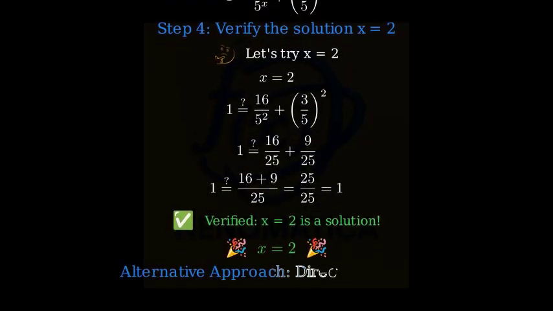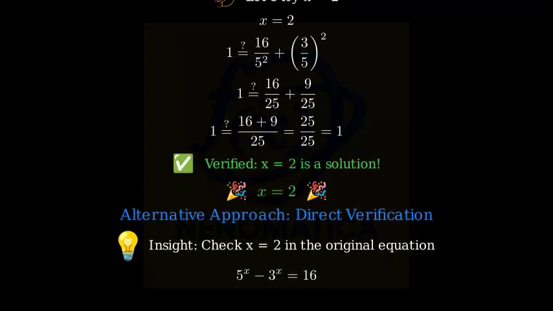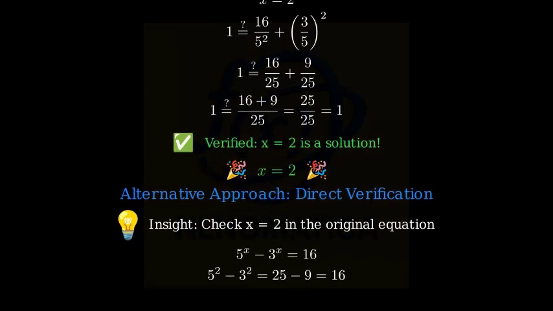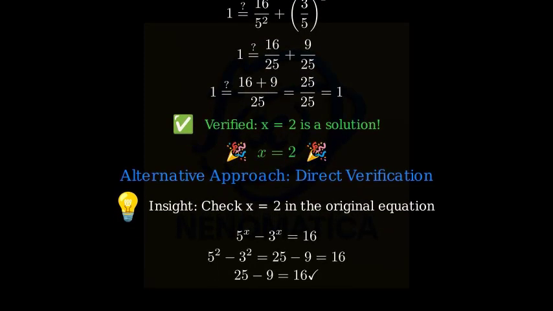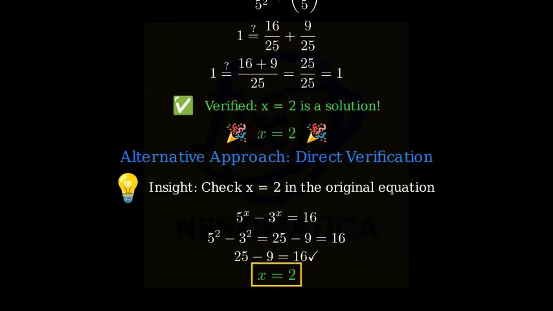Let me also show you how we could have solved this by working backwards. If we start with the equation 5 to the x minus 3 to the x equals 16, and we suspect that x equals 2 might be a solution, we can check directly. When x equals 2, 5 squared equals 25, and 3 squared equals 9. So we get 25 minus 9 equals 16, which is true. Therefore, x equals 2 is our solution.